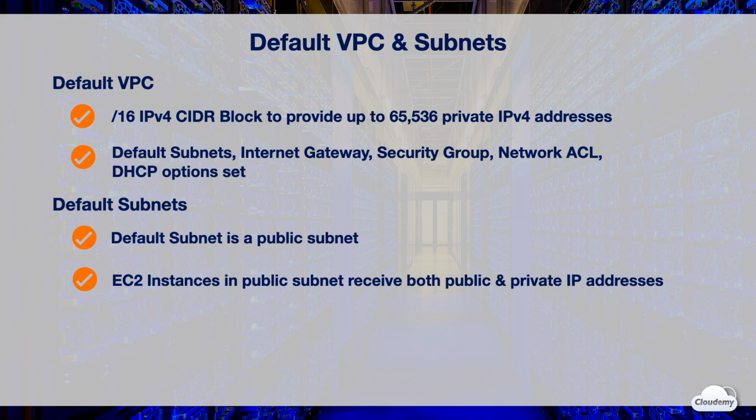EC2 instances that you launch into a default subnet receive a public and private IPv4 address. Without a public IP address, your audience won't be able to reach these instances over the internet.